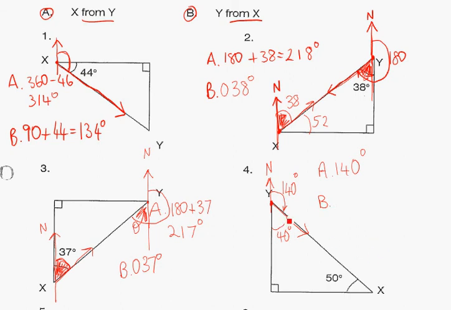Part B, I want the bearing of y from x. So I'm standing here at x. Draw our north arrow pointing straight up. And we're about to turn clockwise through 3/4 of a circle plus an extra 50 because that's the direction I want to head on. 3/4 of a circle, of course, is 270 plus the extra 50, 320 degrees.